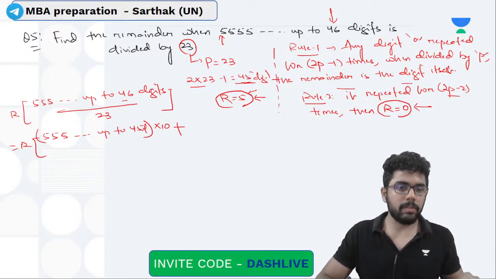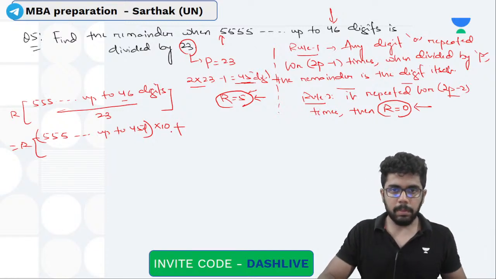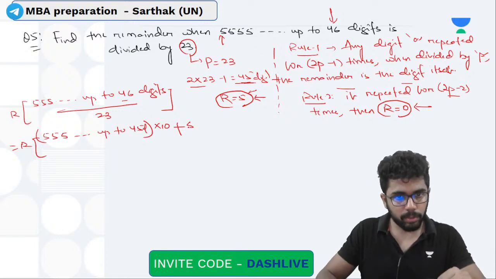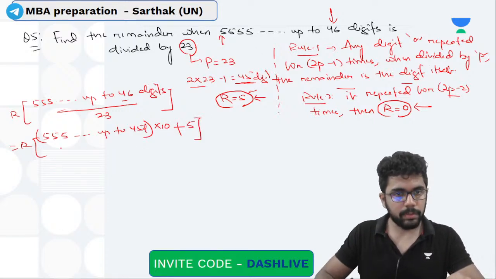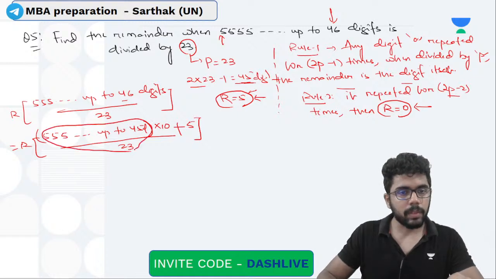मैंने लिया 555 up to 45 digit बिकॉज मुझे उसका रिमाइंडर पता है. बाहर एक 10 मल्टीप्लाई किया तो एक 0 ऐड हो गया. 46th digit is created, but you have to add 5 because all digits are 5. This divided by 23. अब 23 को इससे जब तुम डिवाइड करोगे, from rule number 1 the remainder is the digit itself, that means यहाँ पे 5.